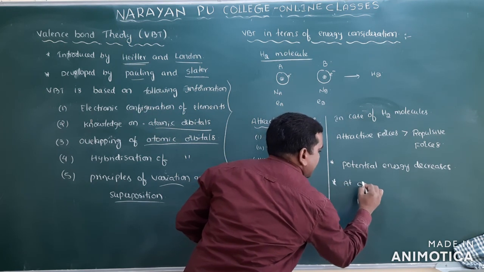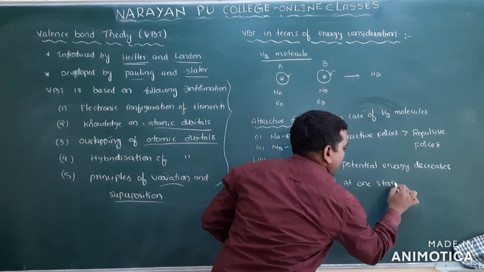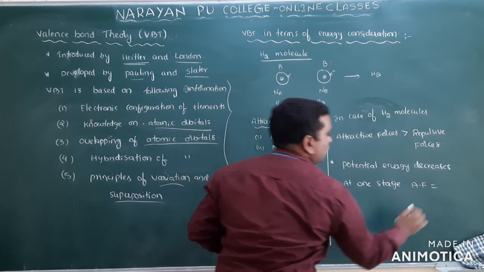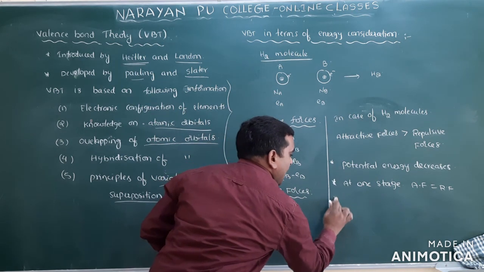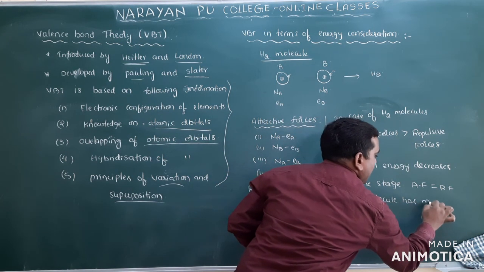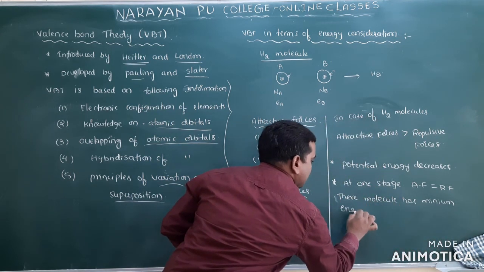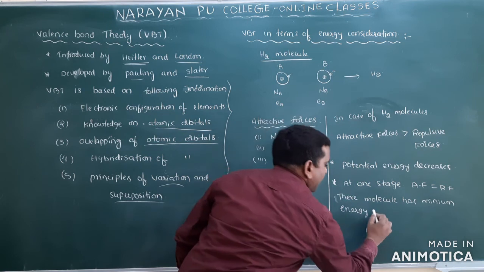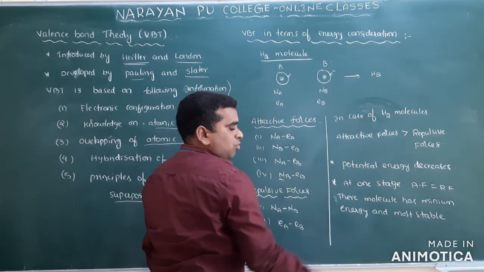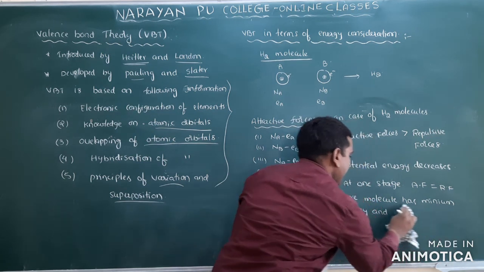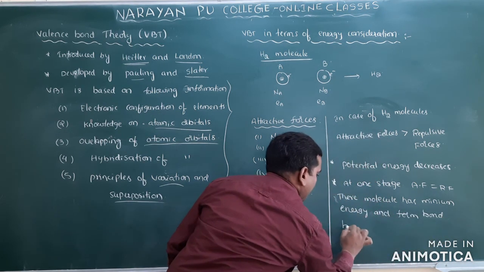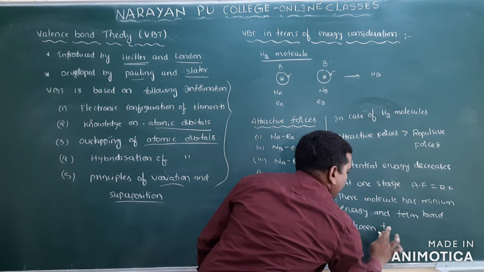So I will write here: at one stage, attractive forces are equal to repulsive forces. So there the molecule has minimum energy. Minimum energy means it is most stable. So I will write here: minimum energy and a bond forms between the two atoms.